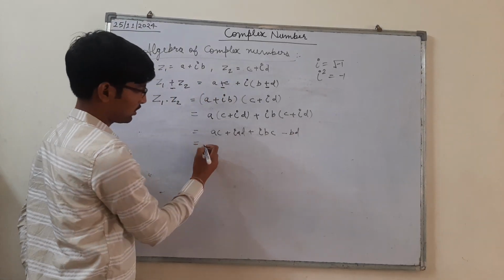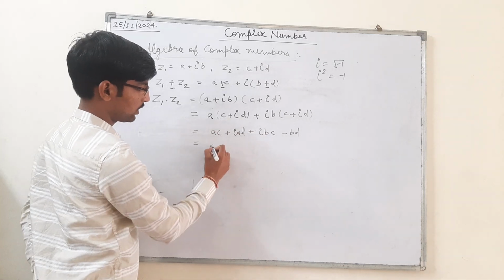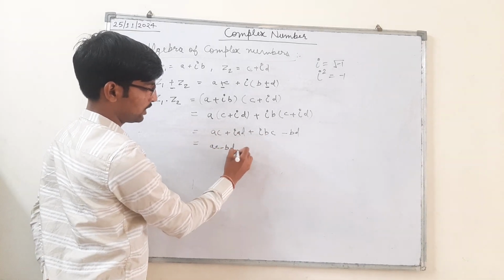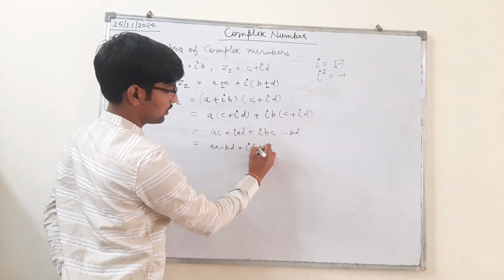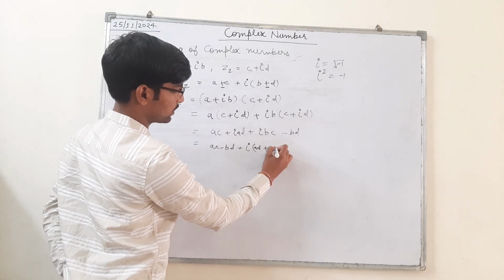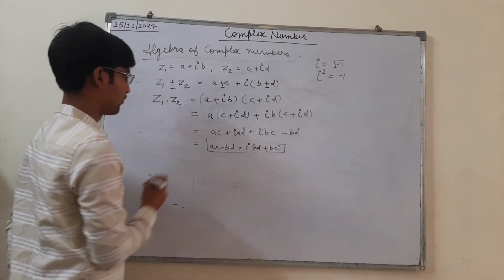Now let's take ac and bd together: ac minus bd plus, taking iota common, iota times ad plus bc. And this is the solution of z1 multiplied by z2.